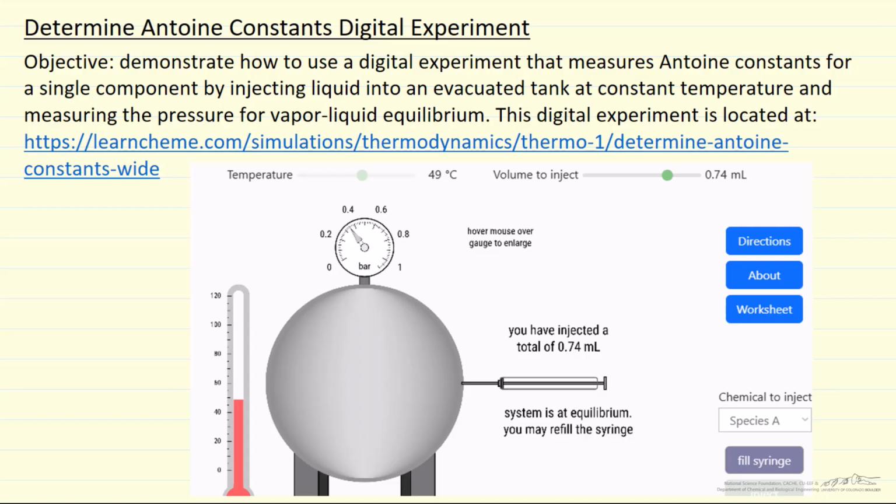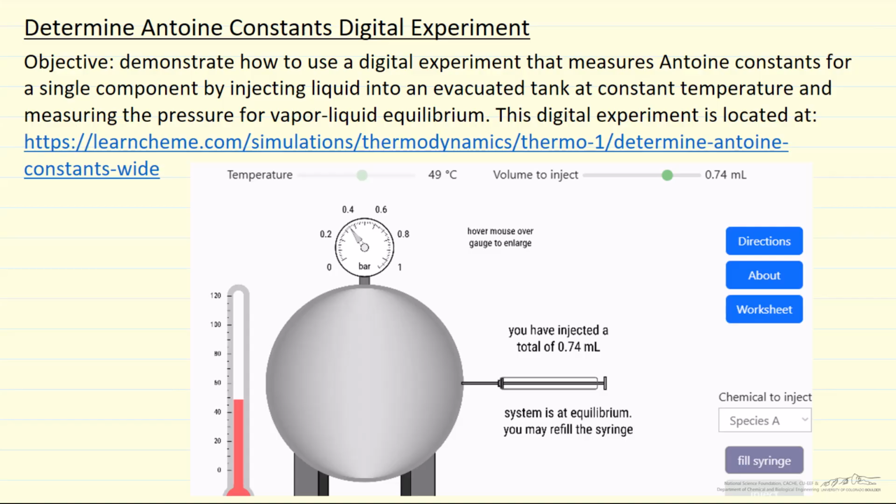The idea is we inject the liquid into an evacuated tank where we set the temperature with a slider and we allow it to come to equilibrium, and we want to measure the pressure when we have vapor liquid equilibrium, which means we need to inject enough liquid that it all vaporizes, still some liquid left, and we can change the volume that we inject. We also can pick which species we inject.